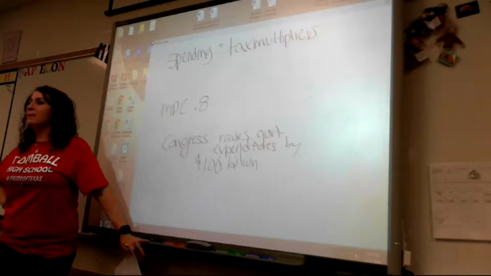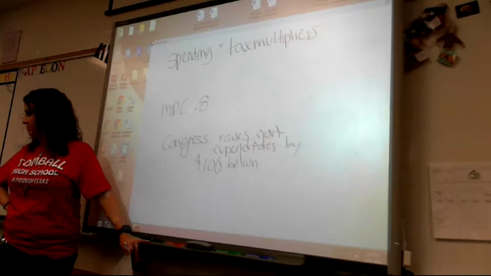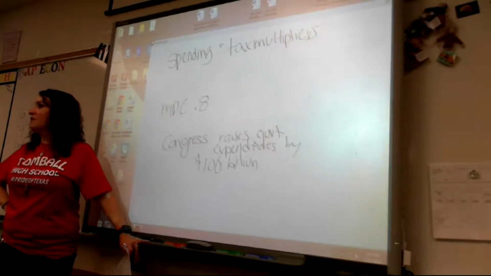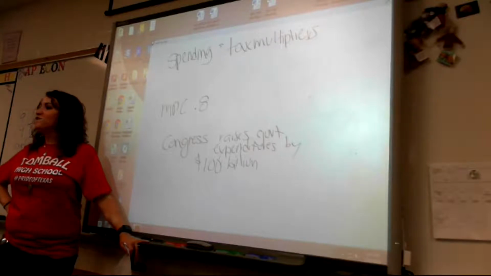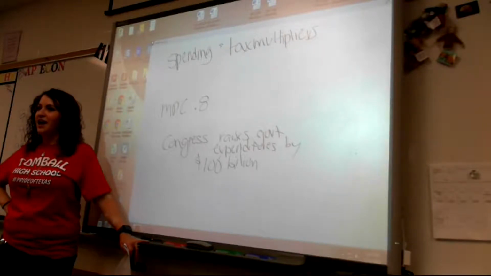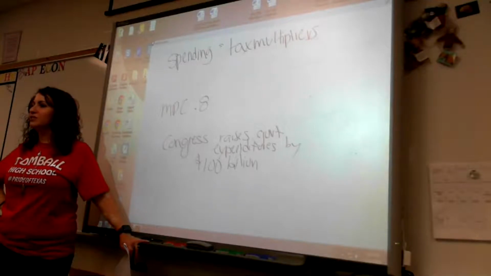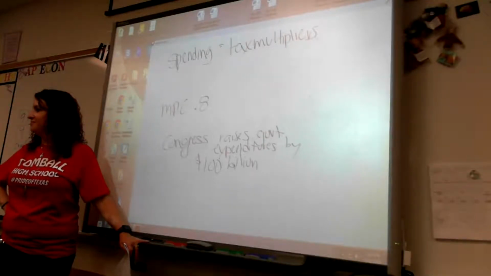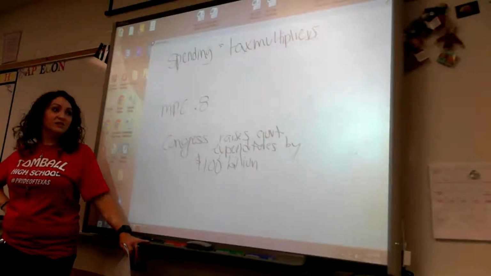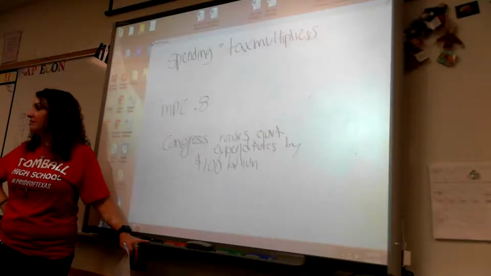Okay, what happened to GDP? It increases by how much? 500 billion. How do you figure that out, Dalton? You find the spending multiplier and multiply that by the change in spending. What is the spending multiplier if MPC is 0.8?